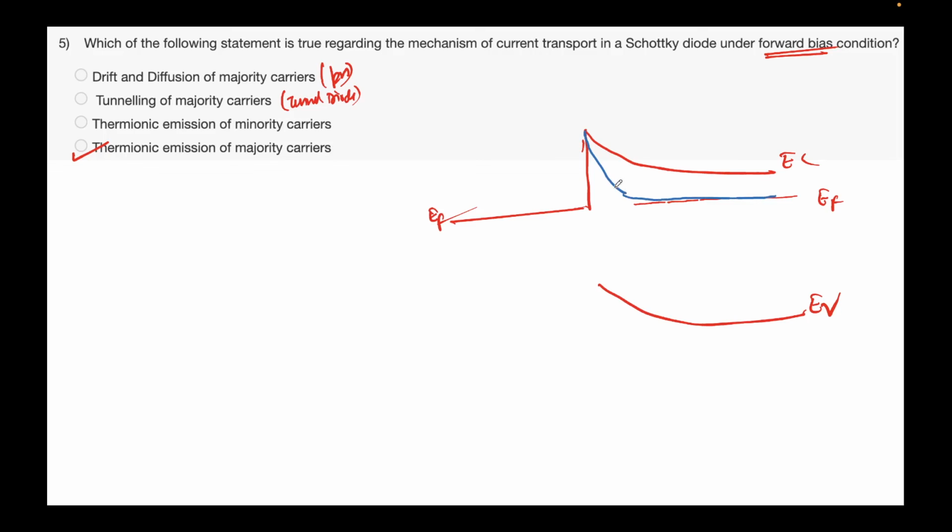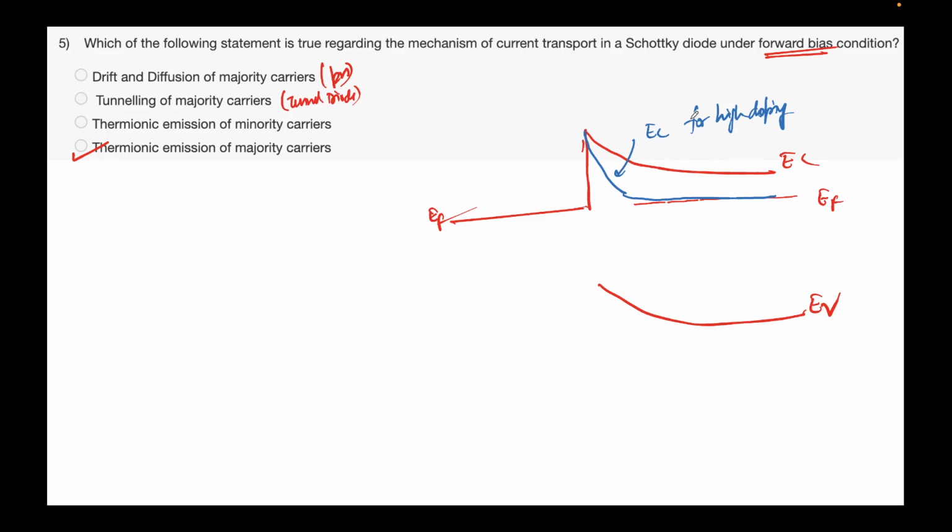So this becomes the new EC for high doping. And now what you can clearly observe is that the depletion width has reduced, and if it reduces to a few nanometers or so, you can also have tunneling. So in that case, tunneling current also contributes in addition to the thermionic current, just like we saw a similar thing happening for the tunnel diode.